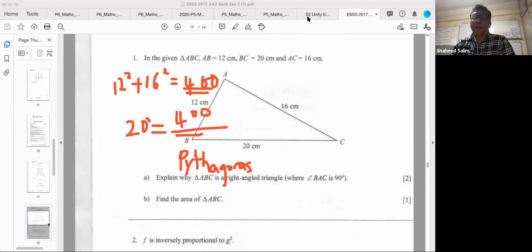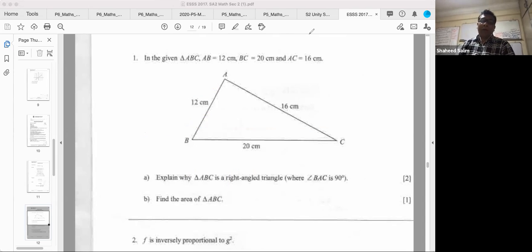Now find the area of ABC. Come on, very easy. They don't give us such chicken questions, Primary 5 would give us. Half times base times height. Come on. Which one is the base? Which one is the height?